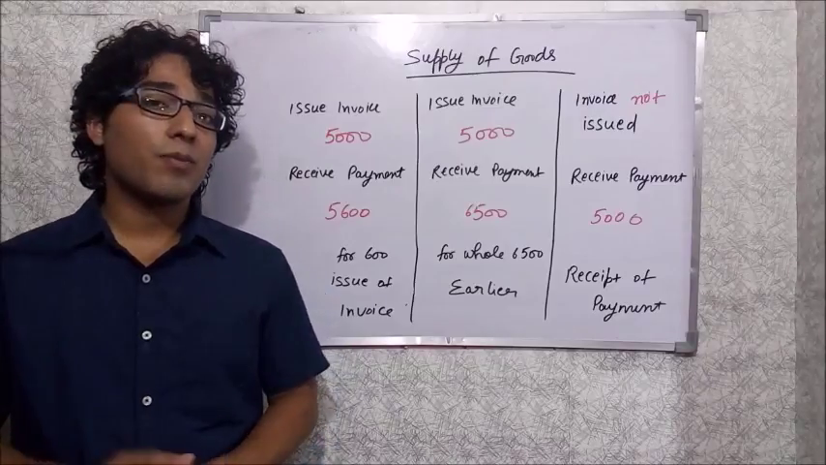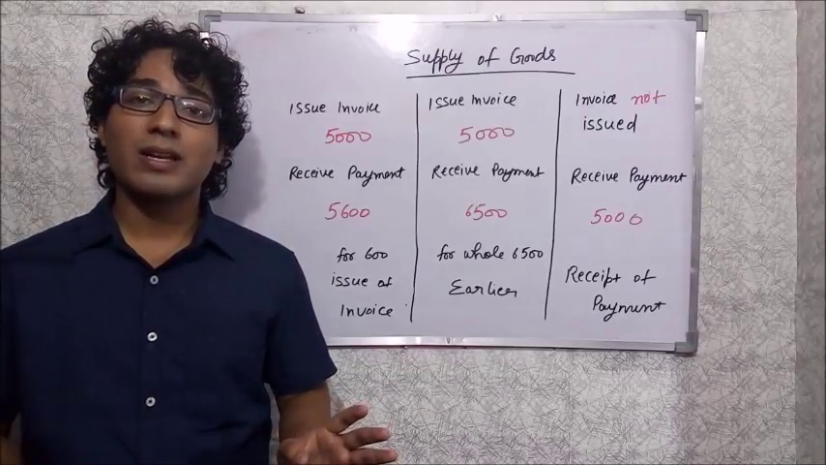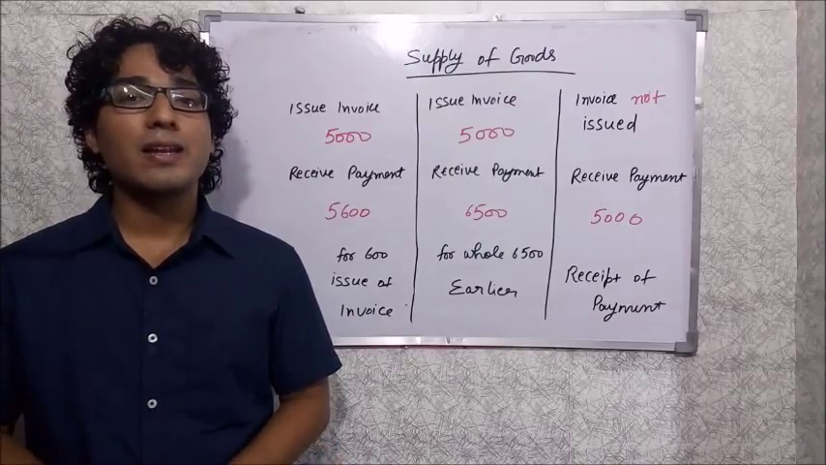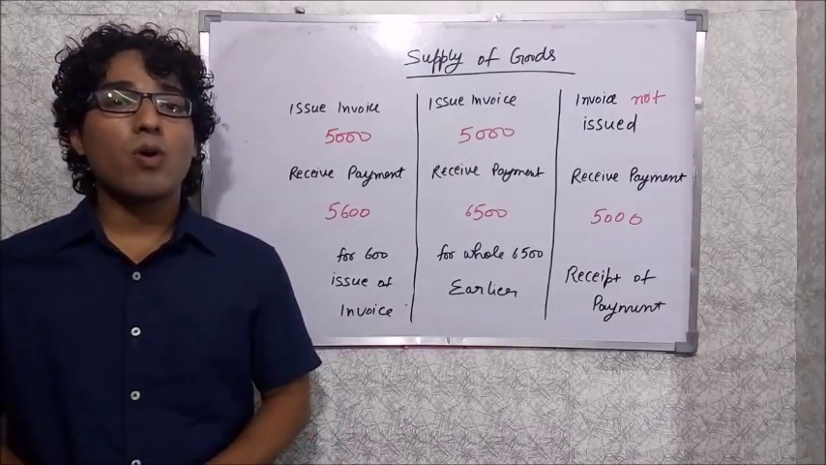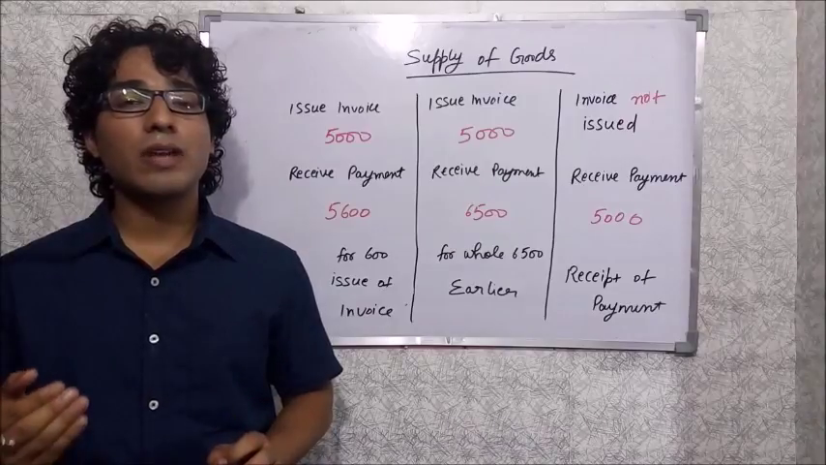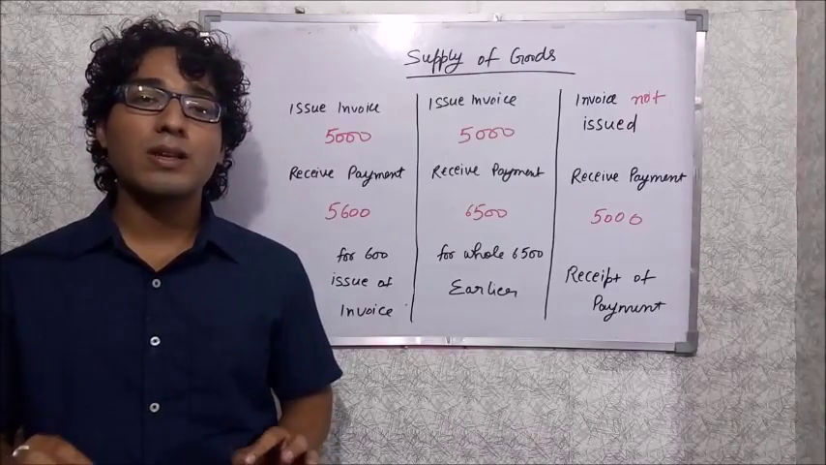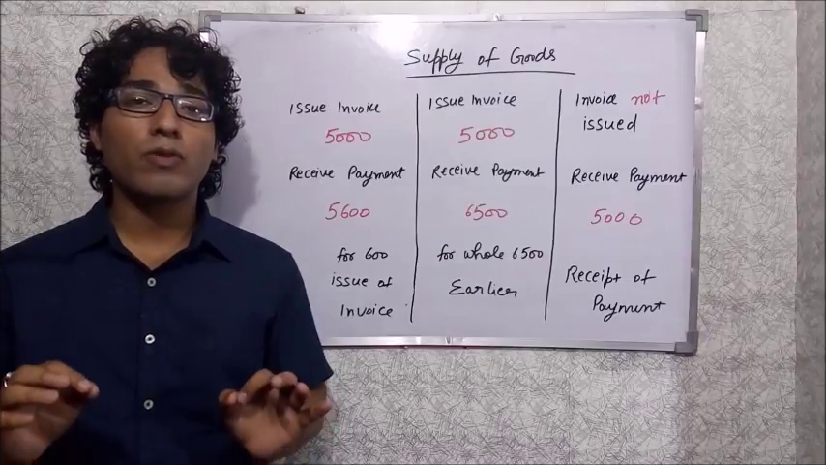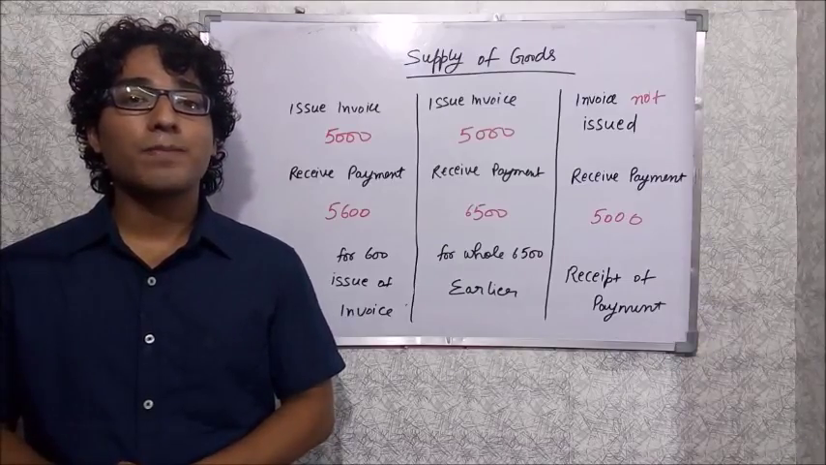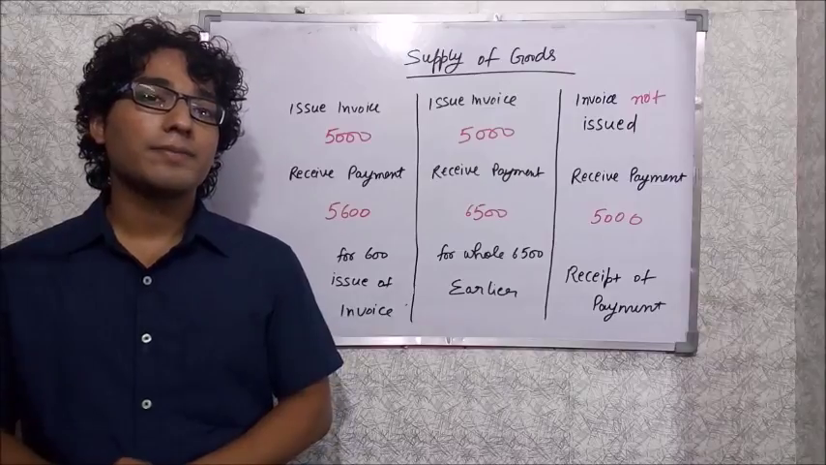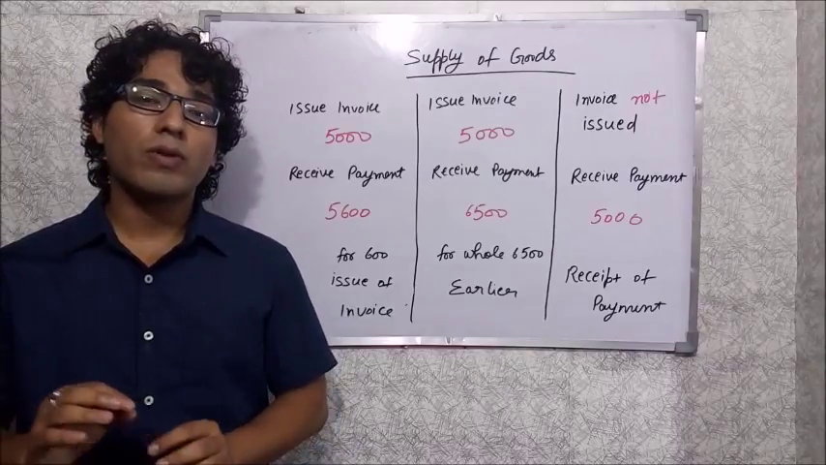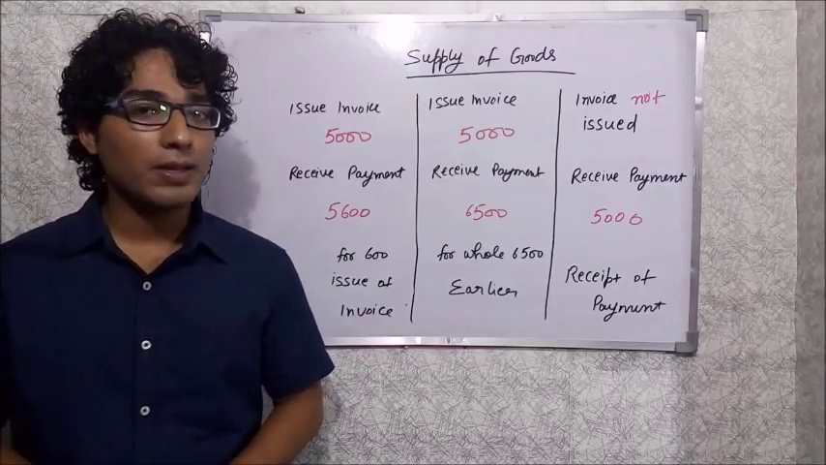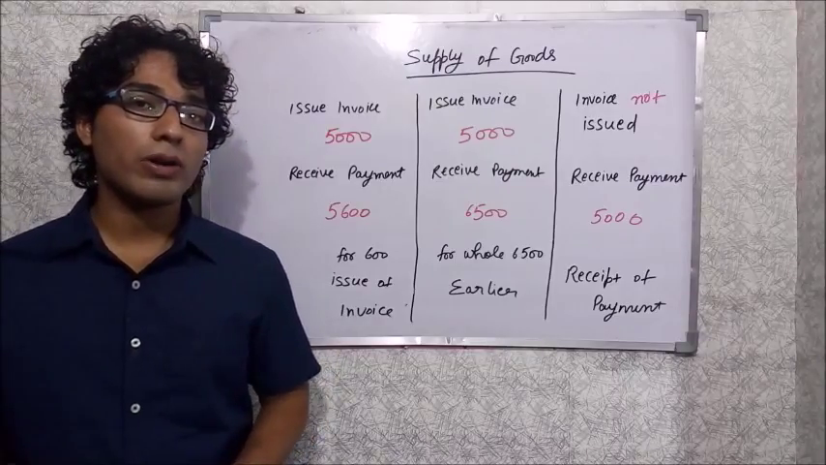But the proviso to section 12 subsection 1 and the proviso to section 13 subsection 1 say that in case you receive an advance payment up to 1000 rupees, the time of supply of goods will, at the option of the supplier, be the date of issue of invoice, but that invoice should be issued and the receipt of the 1000 rupees should be against that invoice. Let me give you an example of how it will work.